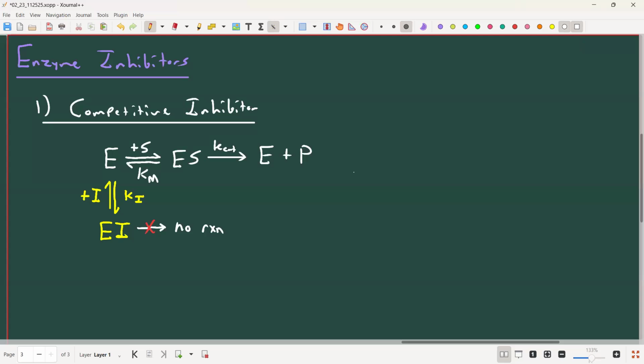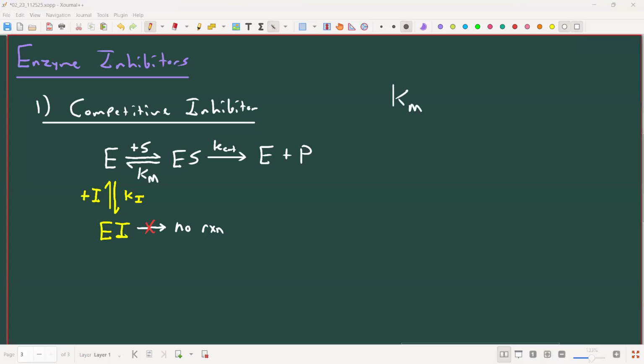Is that it? No, we can't say that. No, hold on a second. Yeah, good point. Wait, what does the M stand for? Oh, so this is Km. So let me give you the exact term for this.